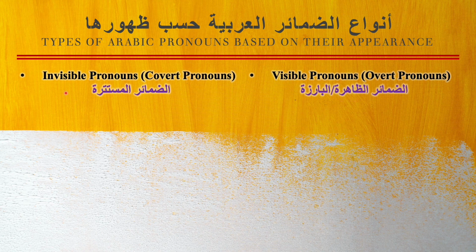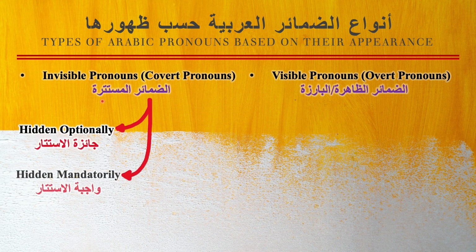For the invisible pronouns, or الضمائر المستترة, or the hidden pronouns, we have pronouns hidden optionally, جائزة الاستتار, and pronouns hidden mandatorily, واجبة الاستتار. I'm not going to dive into these today at all, but I just want you to keep in mind that there are pronouns in Arabic that are invisible and they have a specific interpretation, and they are important to understand the format of the verbal phrases especially.